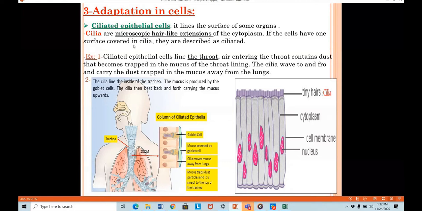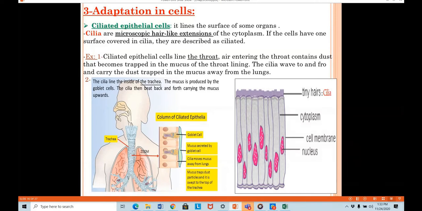And the function of this cilia, the hair-like structures, is to stop the mucus from entering our body. Have you ever imagined, in your throat, the mucus comes back when you have cough and cold? So in order to stop that mucus from entering your body, these ciliated cells in your throat push the mucus back into your mouth or into your nose. So that is why you get the green mucusy thing.